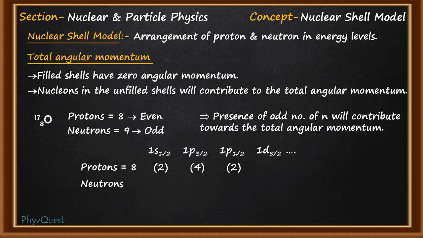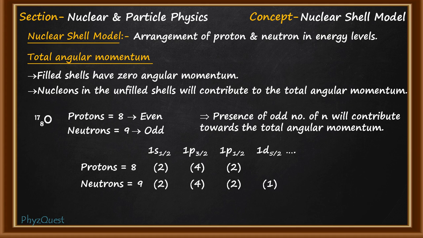We have 9 neutrons. The first 2 neutrons go to 1s1/2, the next 4 neutrons go to 1p3/2, and then 1p1/2 will occupy 2 neutrons. So 2 plus 4 plus 2 is 8. We have 9 neutrons, so the last neutron goes to the state 1d5/2. So here the last shell is unfilled.